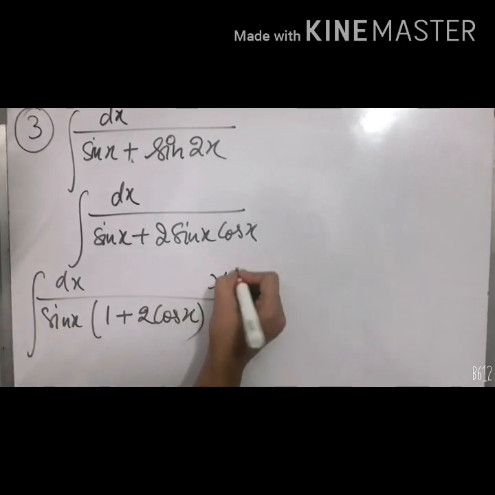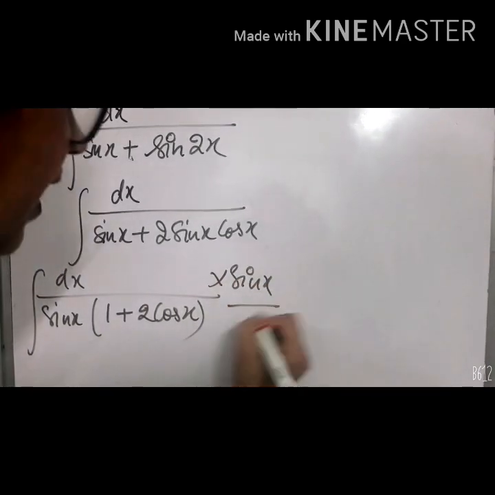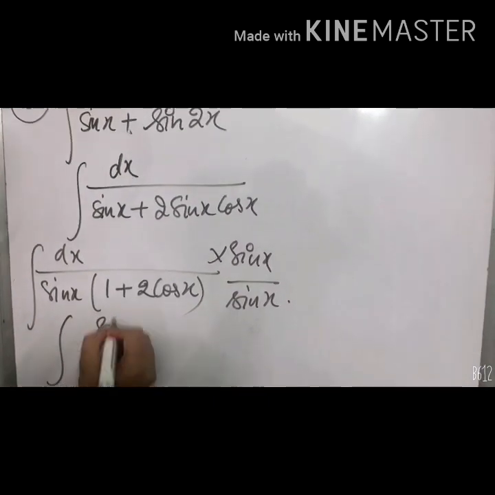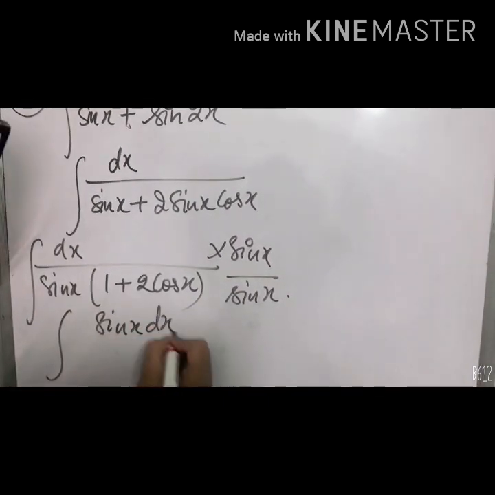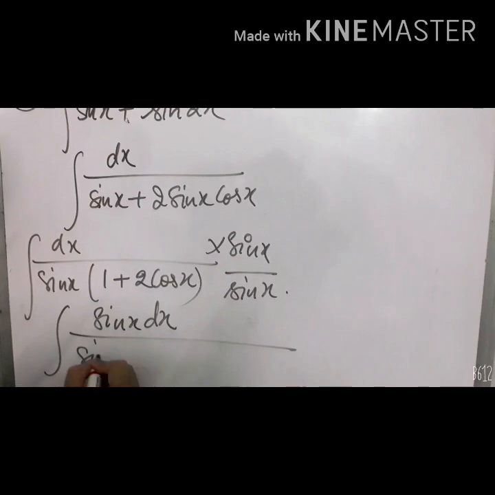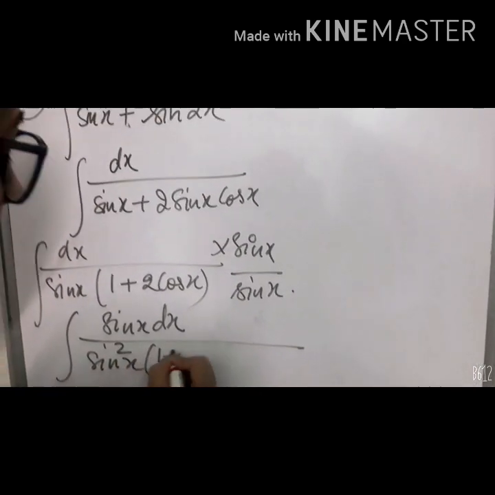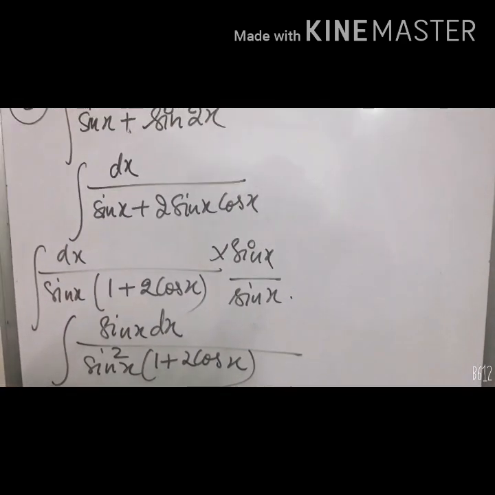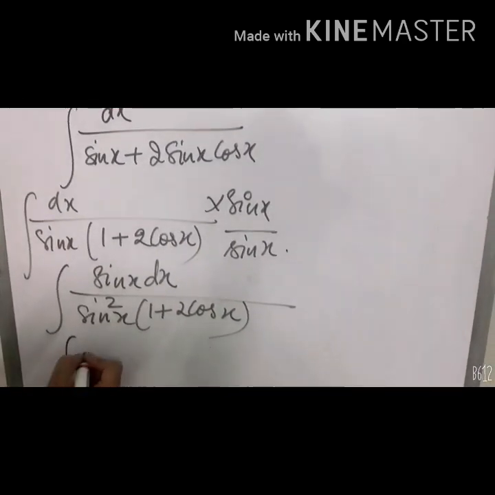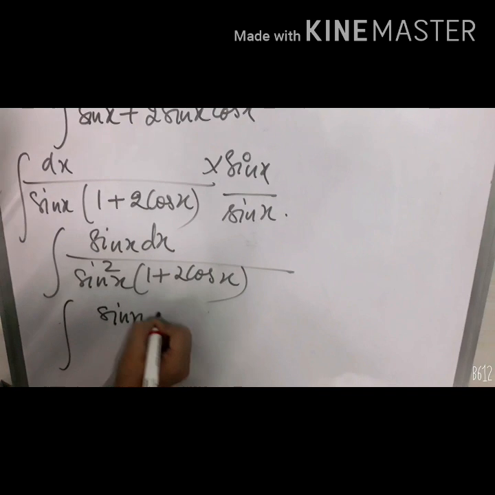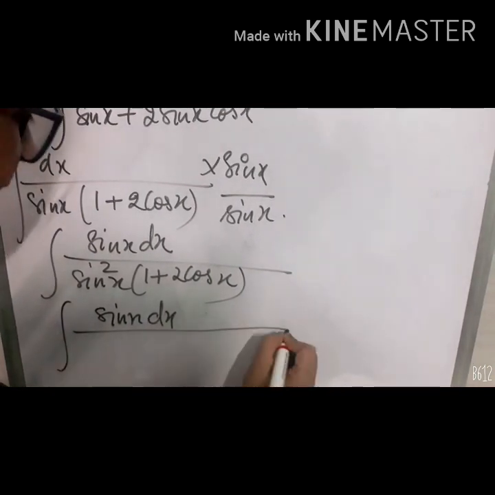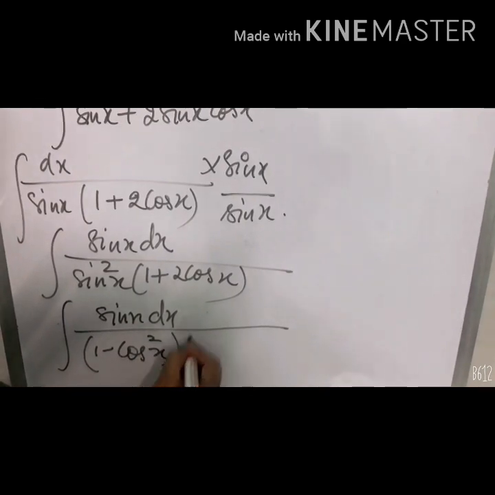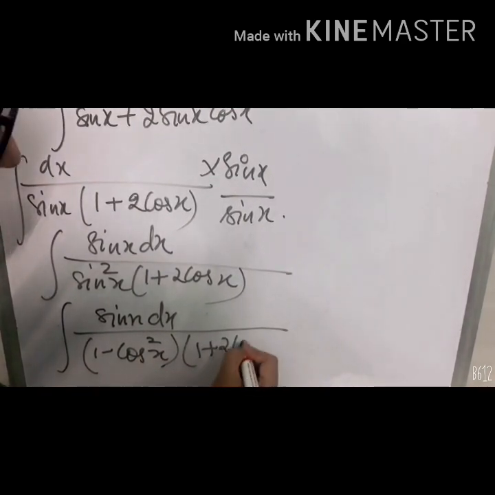What I will do, I will multiply with sine x and divide by sine x. Fine. Now it becomes sine x into dx by sine square x into 1 plus 2 cos x. Now see, sine square x I can change into cos. So in place of sine square x, I am putting 1 minus cos square x, over 1 plus 2 cos x.